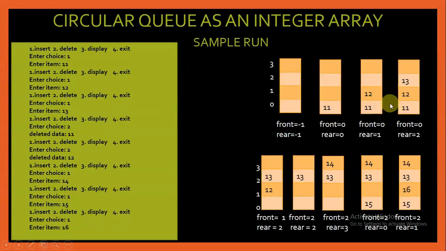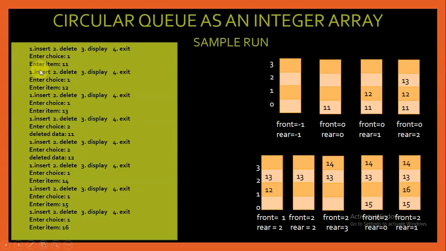Now let us see the sample run of this program. When I run this program, this menu will be displayed. In the beginning, you can see my queue is empty and front is -1 and rear is also -1. So in the beginning, I will first insert an element in the queue. I will choose the choice 1 and input the item number. I will input the value 11. When I input 11, this is the only element in the queue, so both front and rear will be incremented by 1 and they become 0.